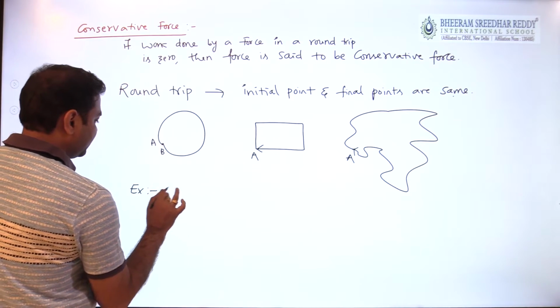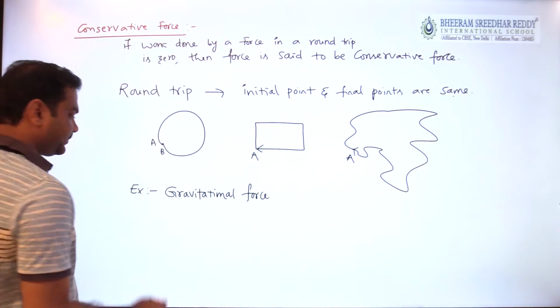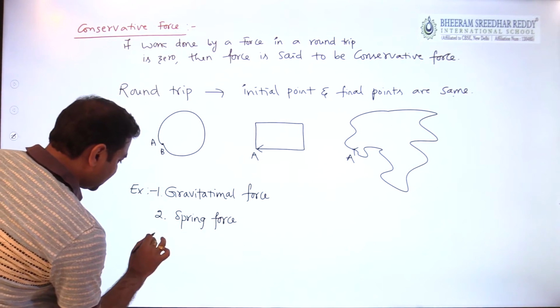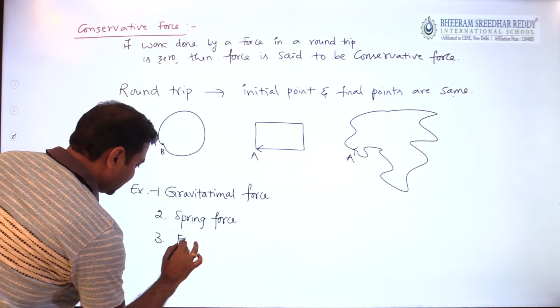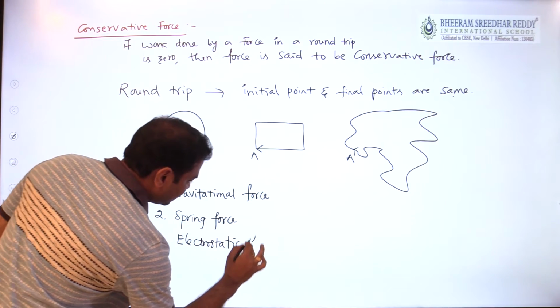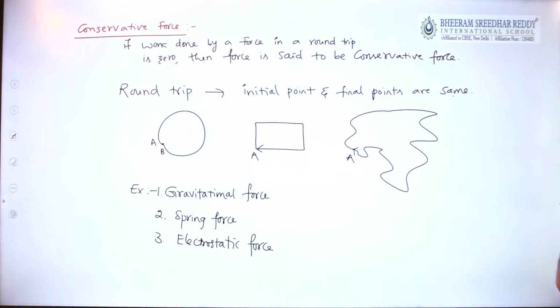The example for conservative force is gravitational force. Gravitational force is a conservative force. And the next, spring force. Spring force is a conservative force. Similarly, there is one more force, that is electrostatic force. Even electrostatic force also will store the energy in the form of electrostatic potential energy. So now, what is the conclusion?